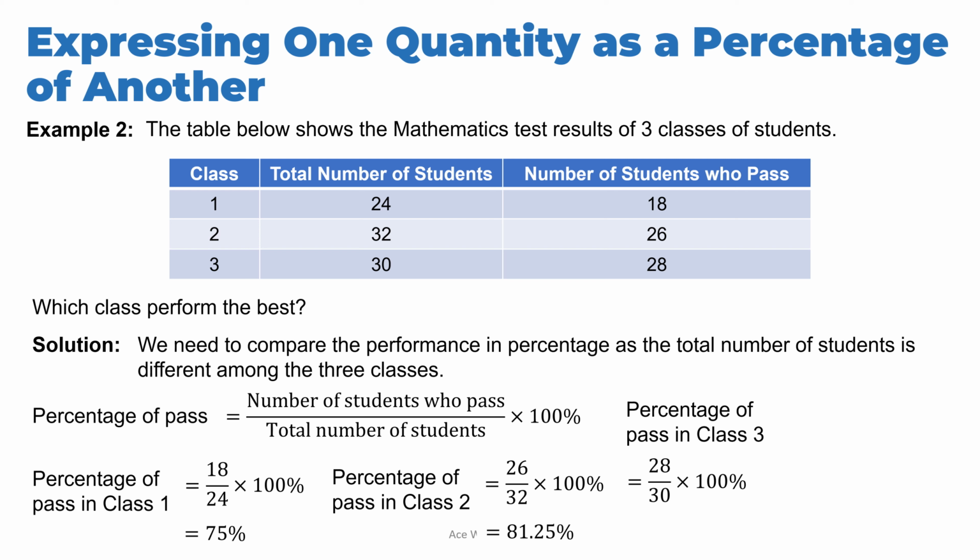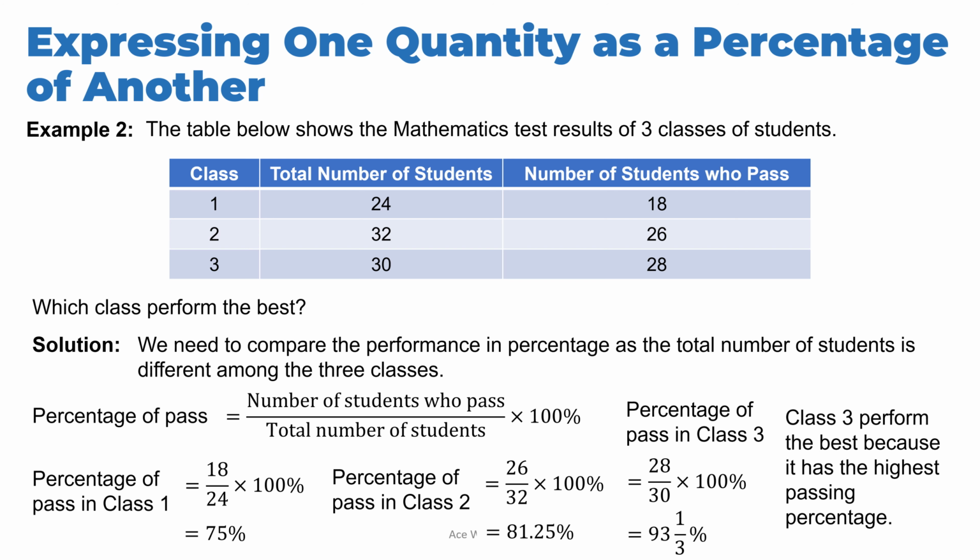The percentage of pass in class 3 is 28 over 30 times 100%, and the answer is 93.33%. So from here, we can make a conclusion that class 3 performed the best because it has the highest passing percentage.